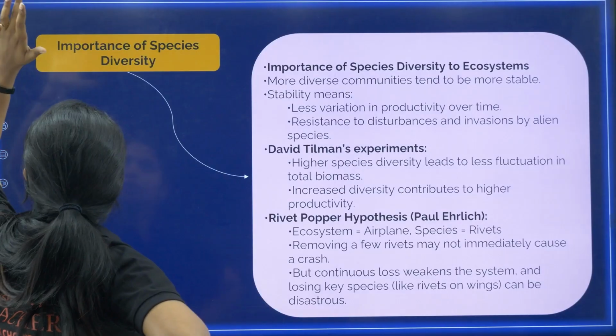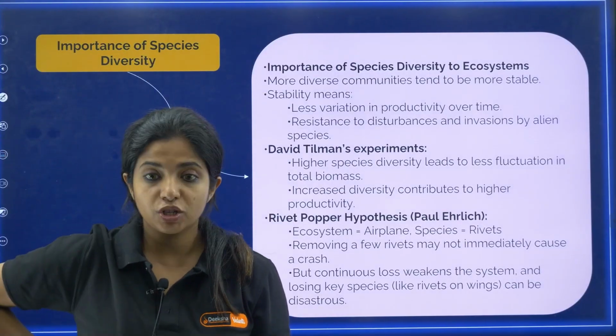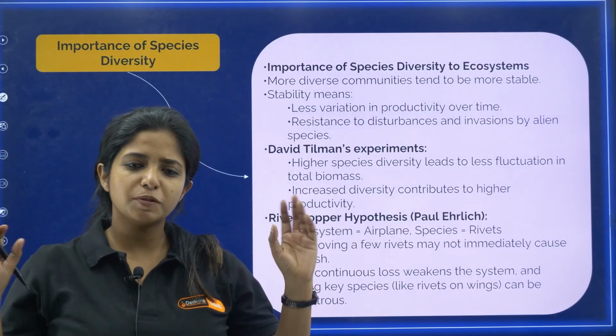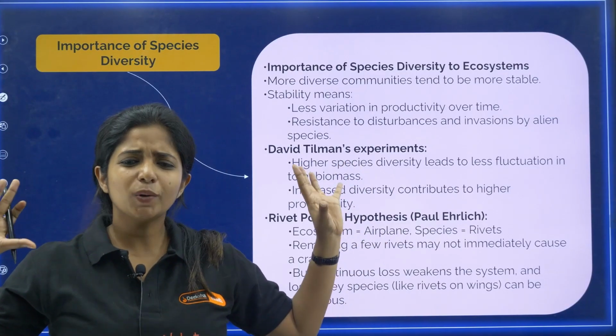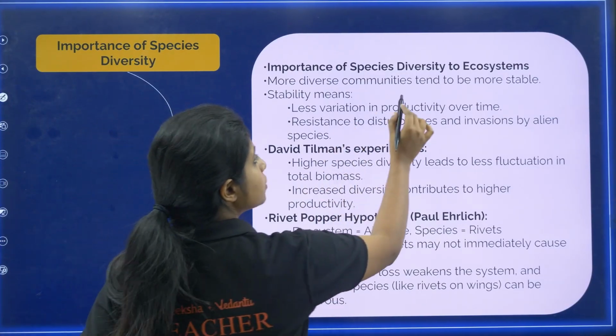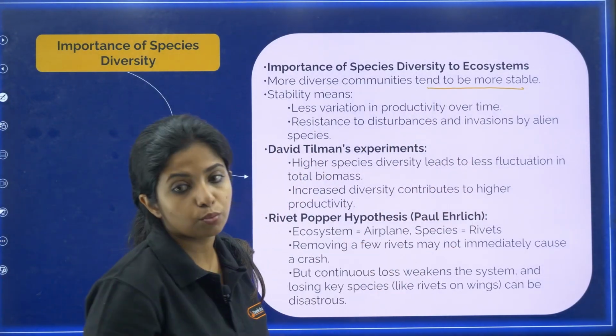Now, importance of species diversity. Until now we were talking about species diversity, this diversity, that diversity. But what is the importance? Basically, more diverse communities tend to be more stable. That is what we noticed.